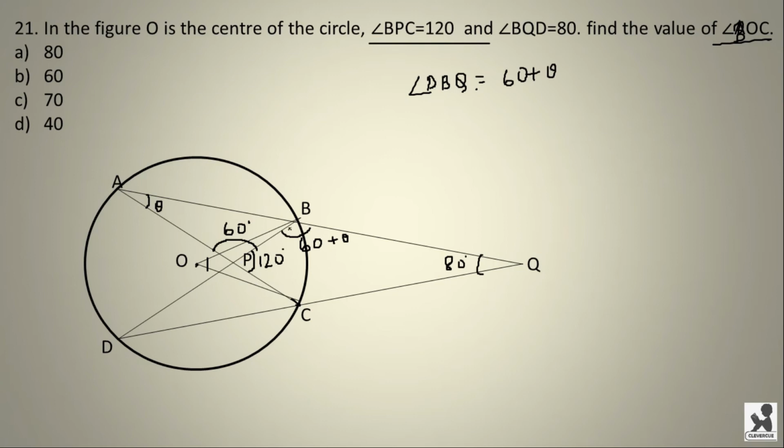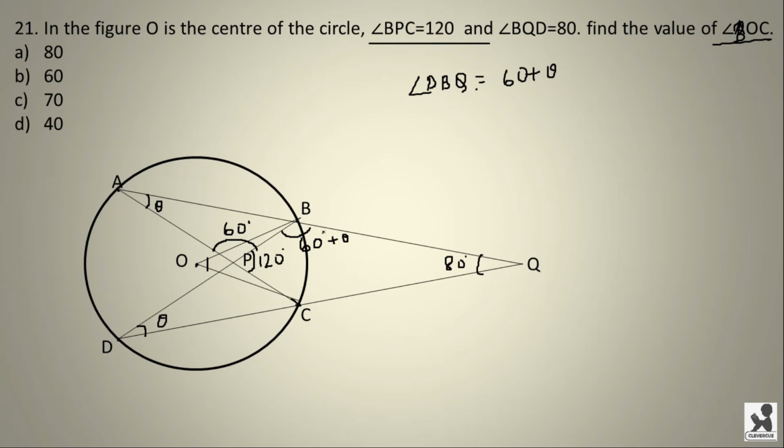Here in the triangle DBQ, the angle DBQ is also equal to the angle BDQ, which is equal to theta, because if the points BC make an angle of theta at point A, which is on the major arc, then the angle made at point D, which is also on the major arc, will be theta only.